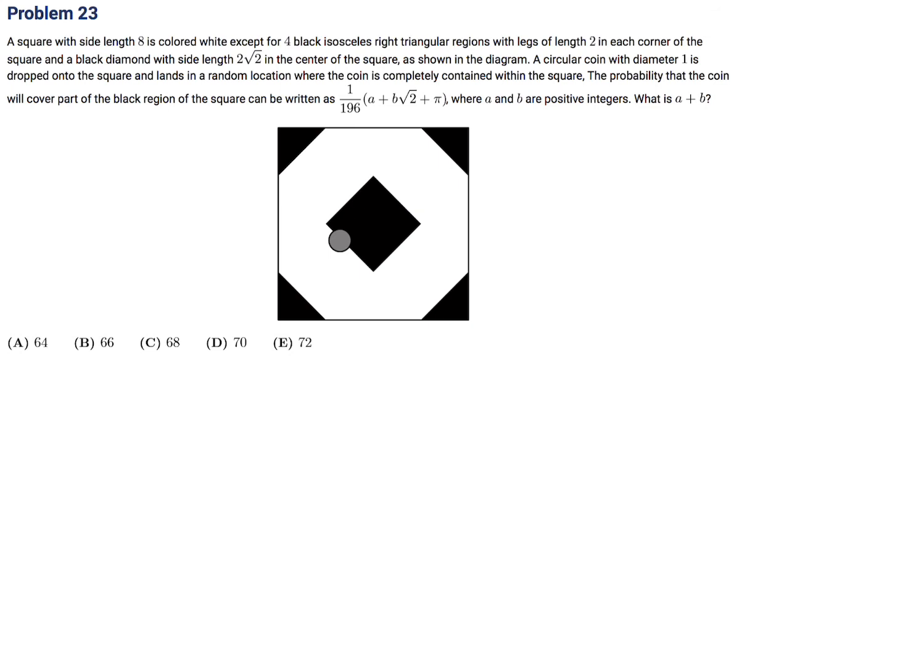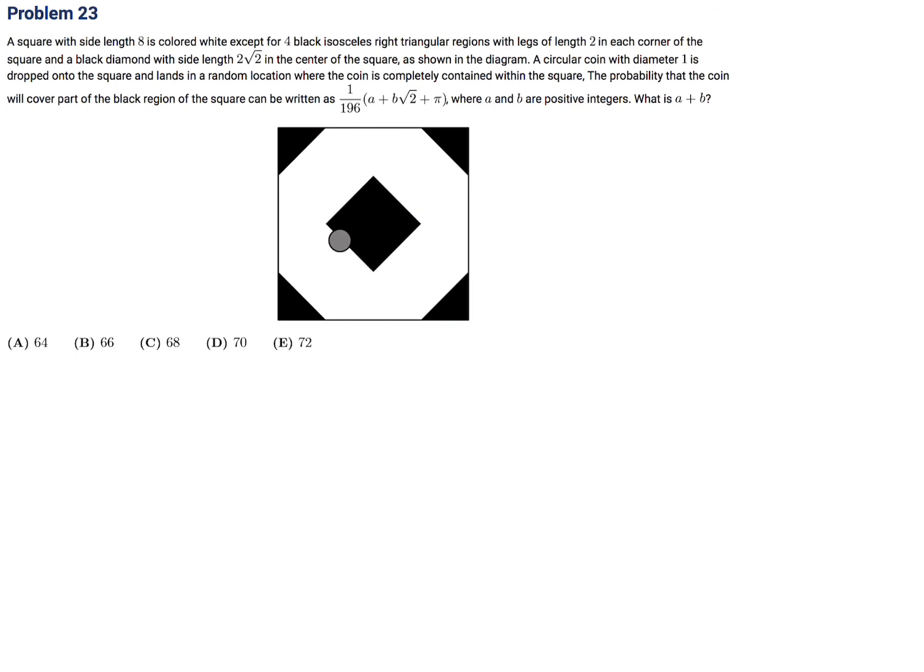A circular coin with diameter 1 is dropped onto the square and lands in a random location where the coin is completely contained within the square. The probability that the coin will cover part of the black region of the square can be written as 1/96 times (a + b√2 + π). What is a + b?